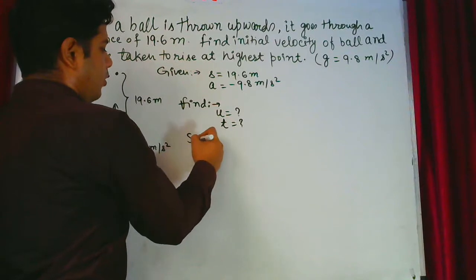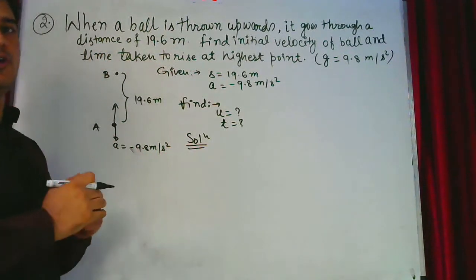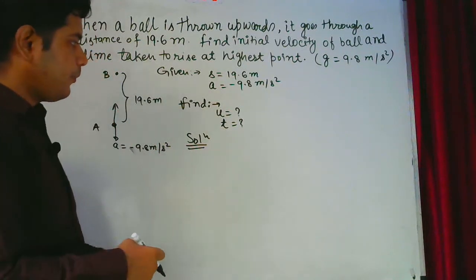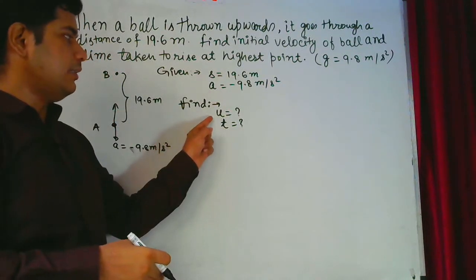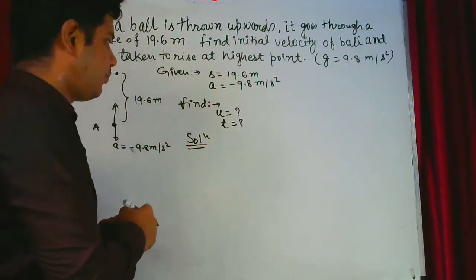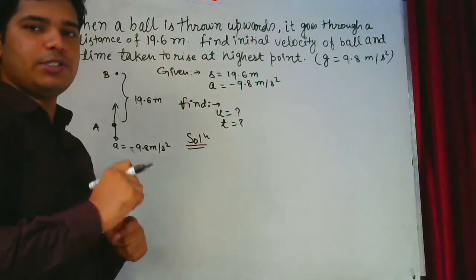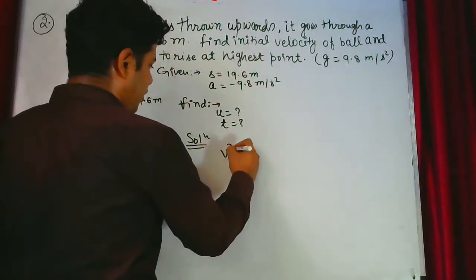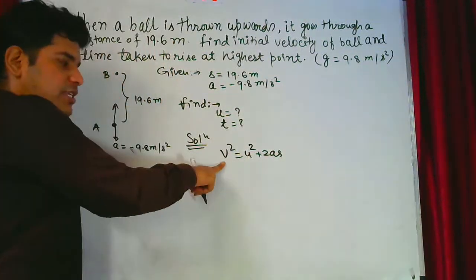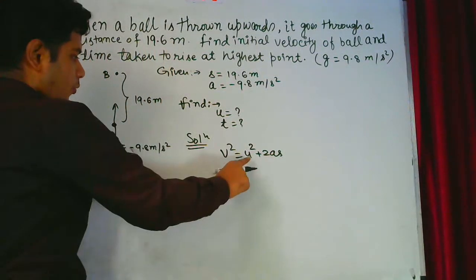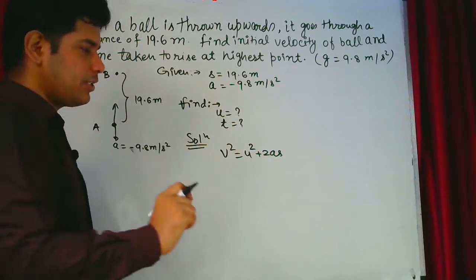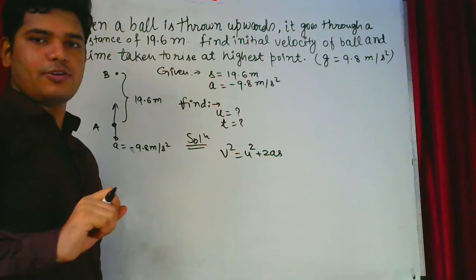Now I am going to solve this. This question involves the concept of the equations of motion. Here u is the initial speed. We know the third equation of motion: v squared is equal to u squared plus 2as. Here v is the final velocity, u is the initial velocity, a is the acceleration of that ball, and s is the total displacement.